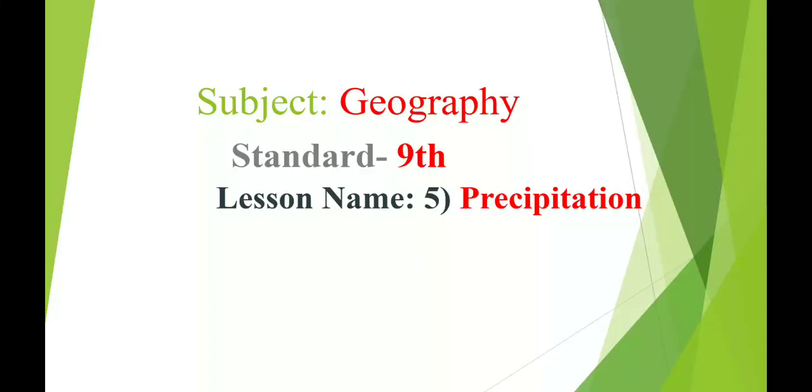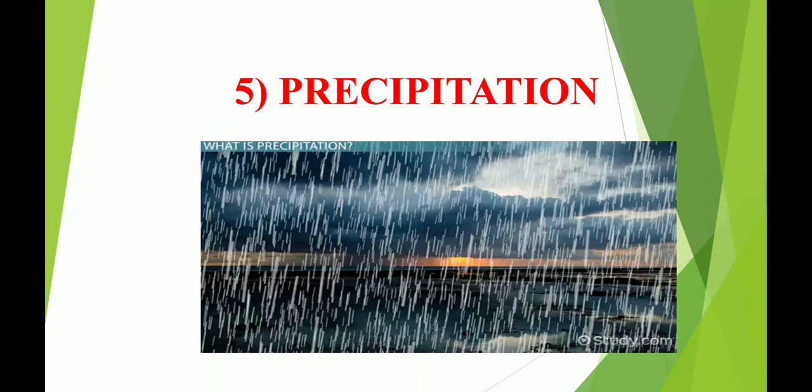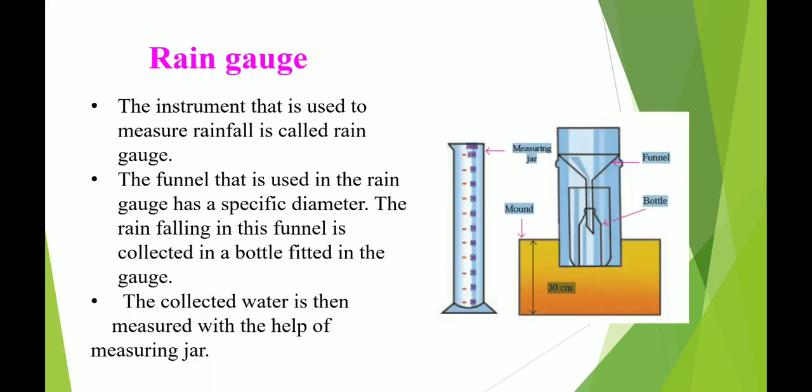Today we are going to study subject Geography, Standard 9, lesson number 5, Precipitation. Students, in the previous video, we learned about the types of rain: convectional rain, orographic rain and cyclonic rain. Today we are going to study about the rain gauge. See what is a rain gauge.